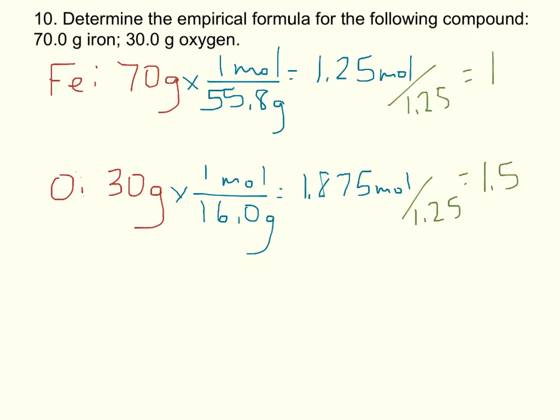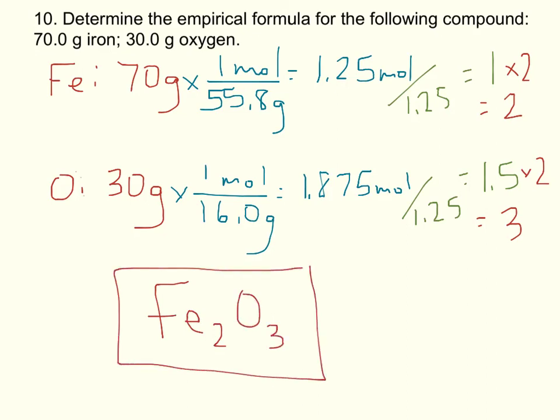But that's not a whole number. So if I keep the ratio the same by multiplying them by the same number, and I can multiply them by a number that makes them both whole numbers, then I'll have an empirical formula that looks better. 1 times 2 is equal to 2. So this is Fe2O3. And there you have empirical formula and percentage composition.